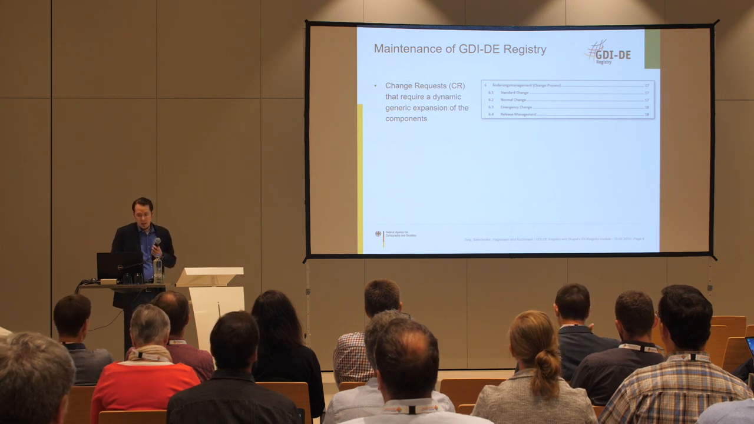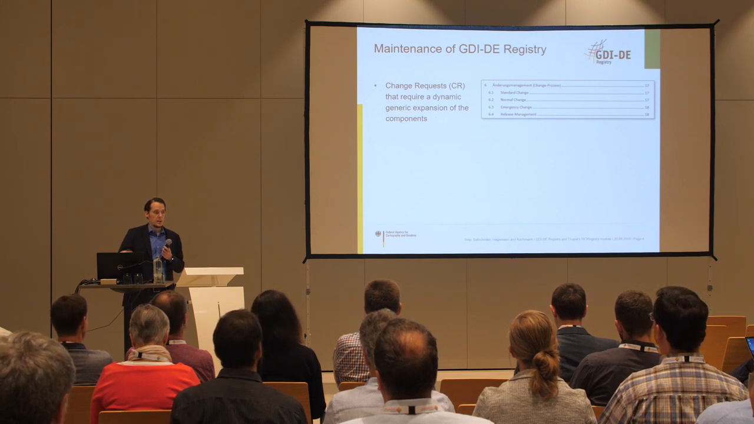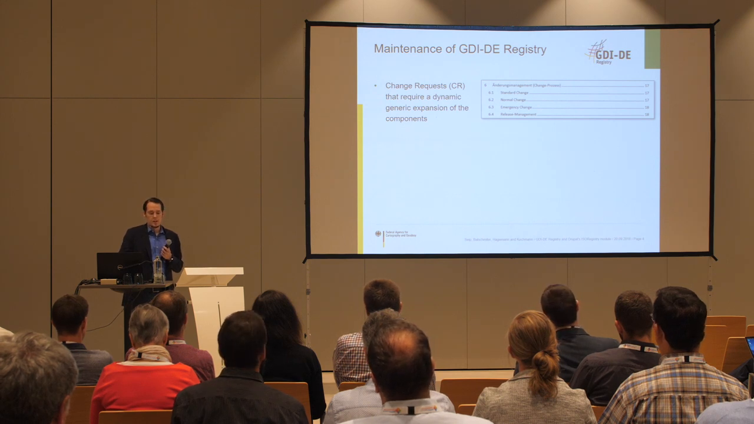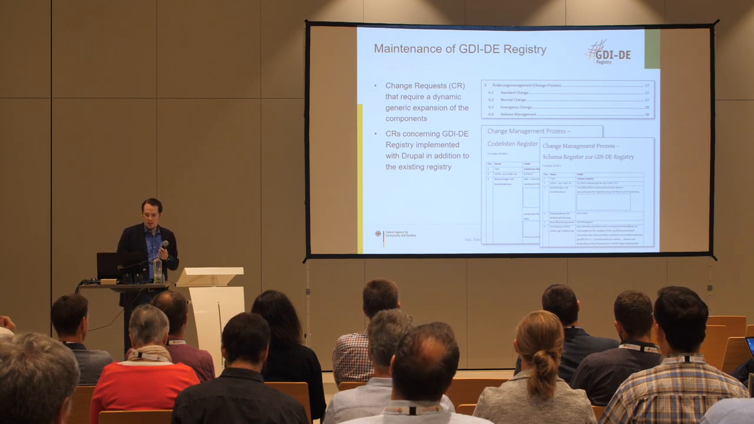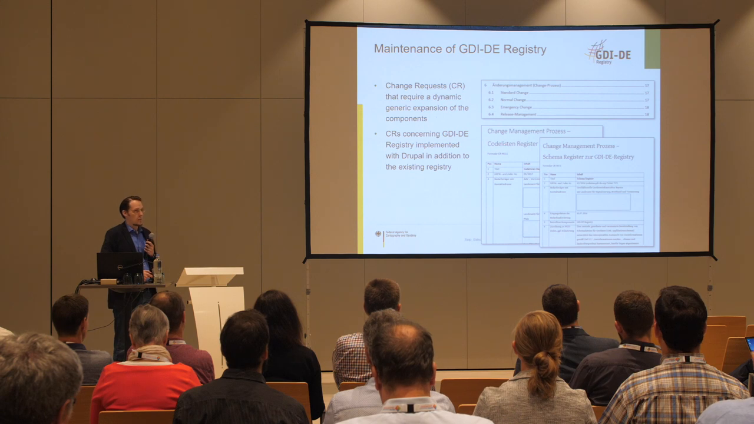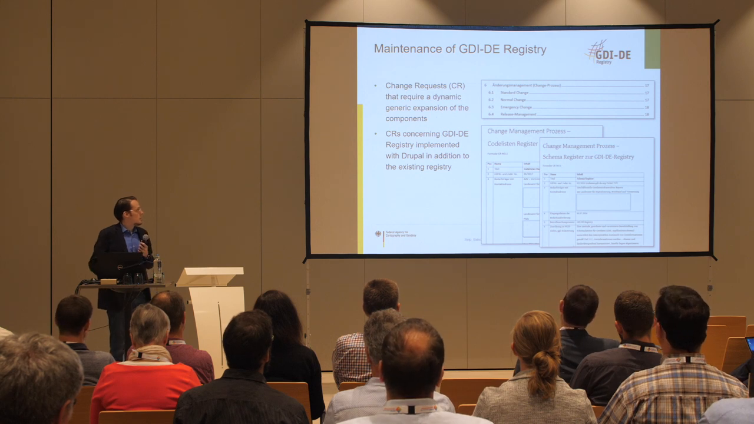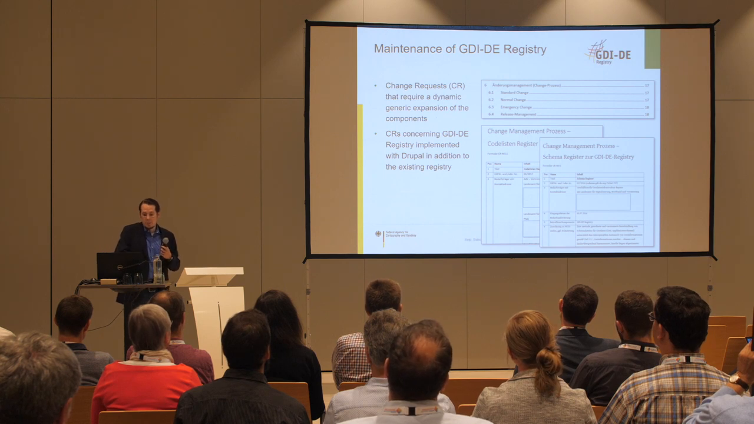And we found out that we require dynamic generic expansion of the components. We have our registry, but there's a need for dynamic creation of registers. So for example, we currently have two change requests that are implemented. One was the change management for code lists. We have our national code lists in our registry. Another one is the schema register, which is already implemented. We have others that are under development, so we need a dynamic possibility to create registers in our registry.